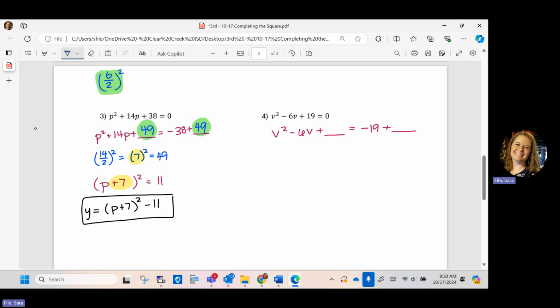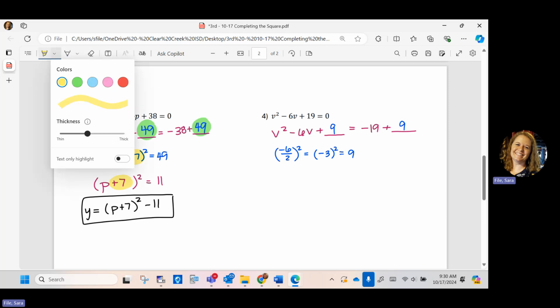Okay, sorry about that. So we said B was -6. We're dividing by 2 and squaring it. So -6 divided by 2 is -3. Squared is +9. So 9 is what should go in your blanks.